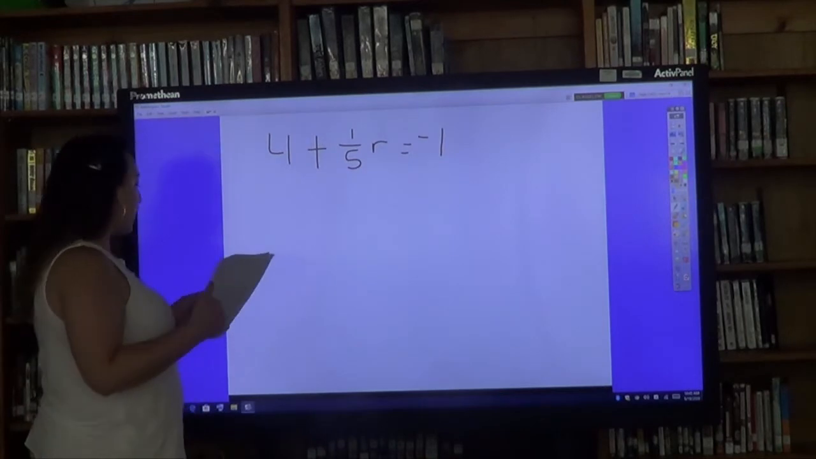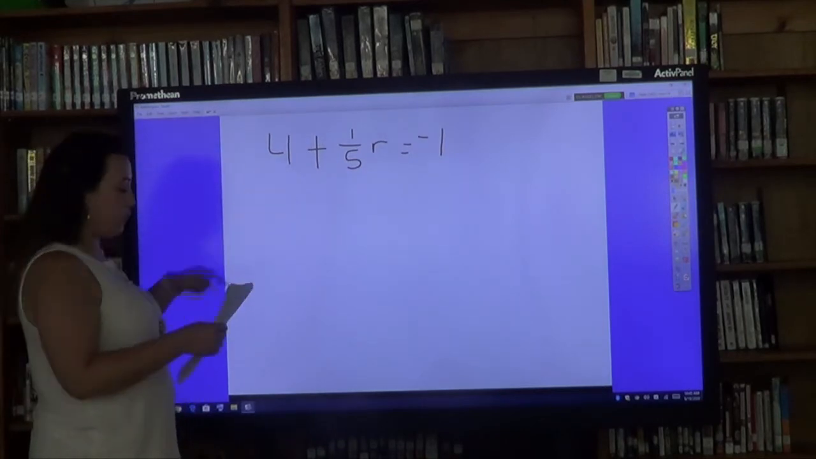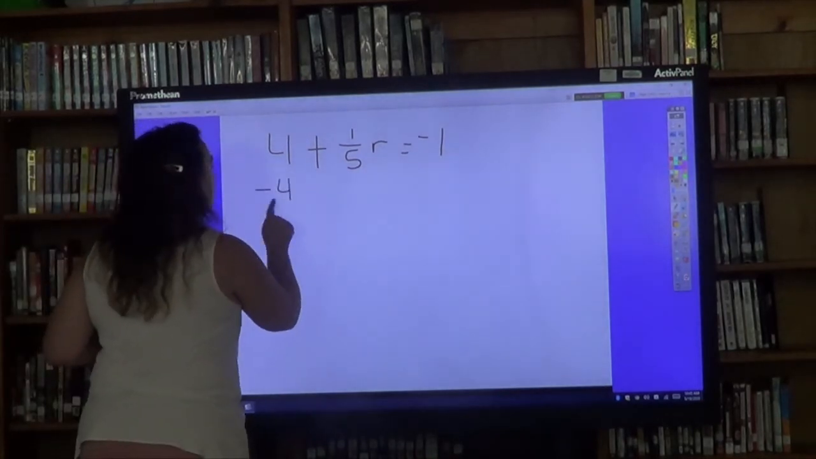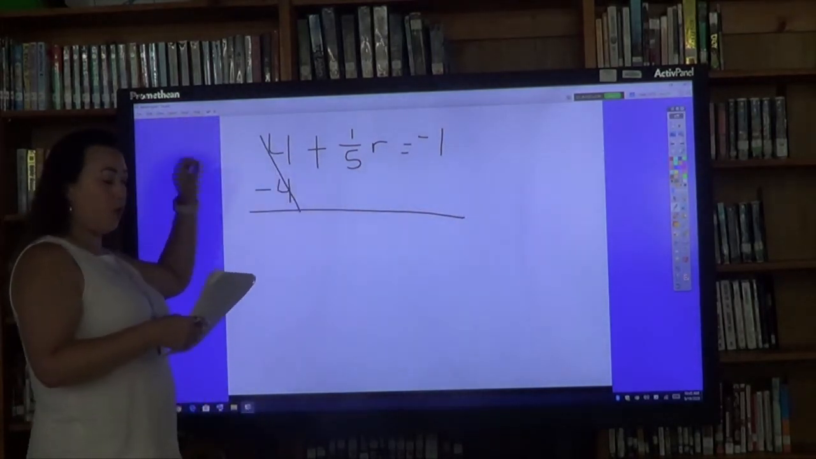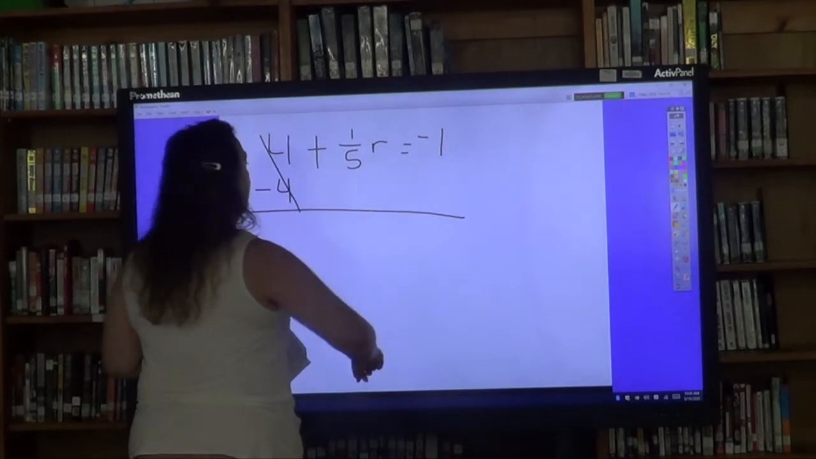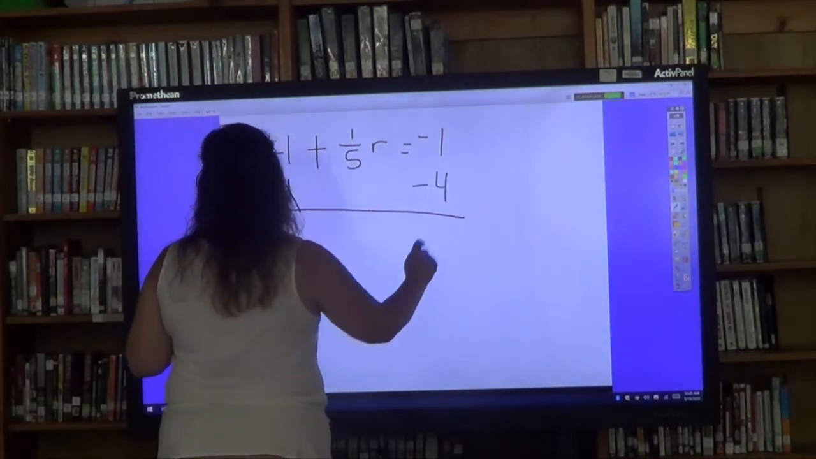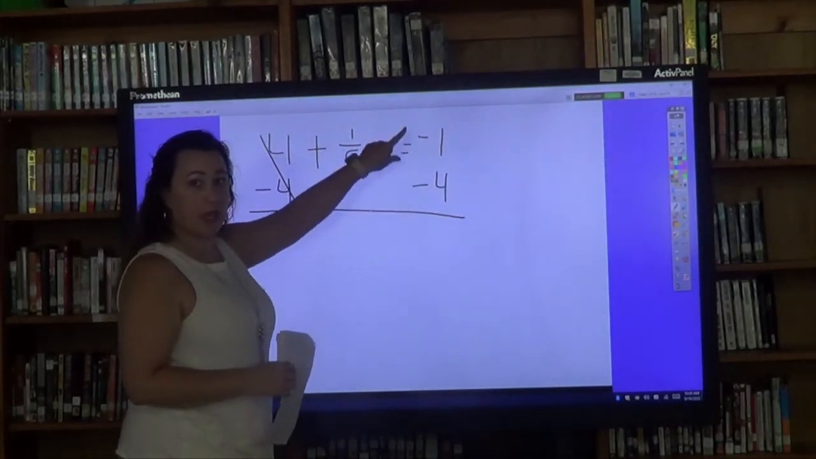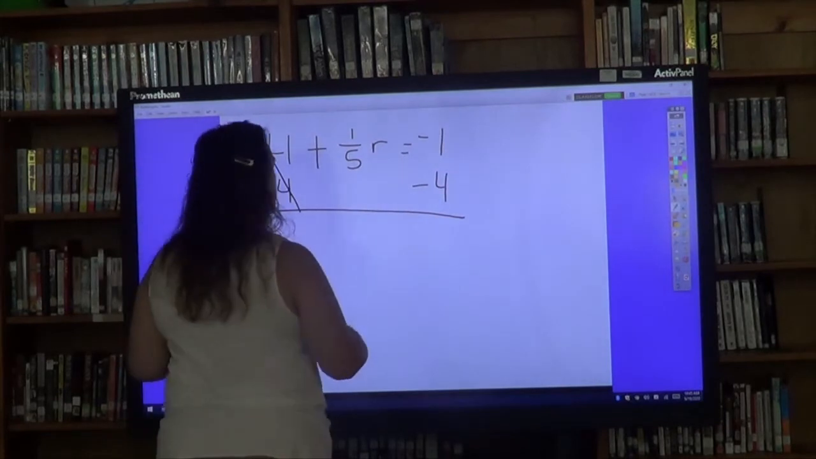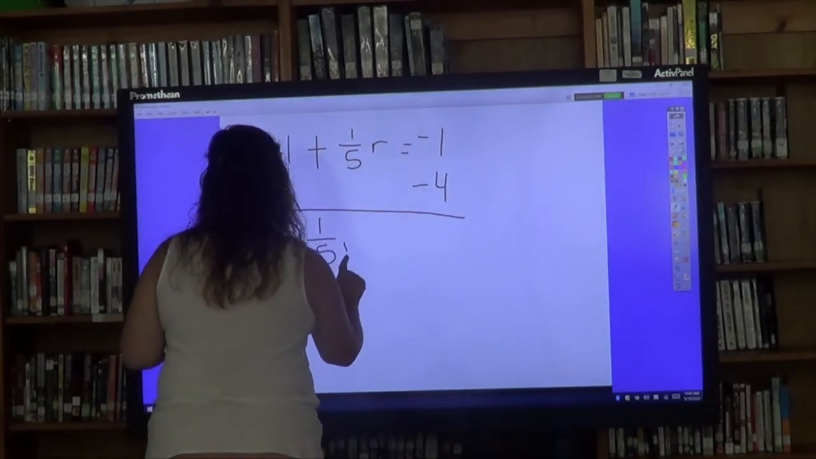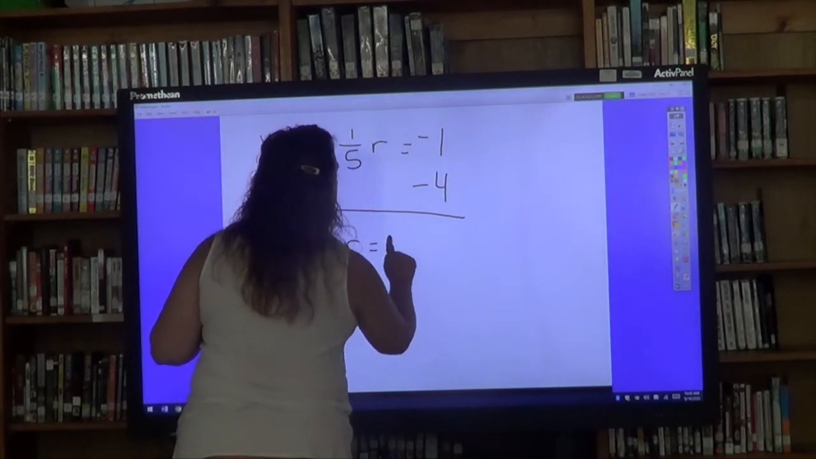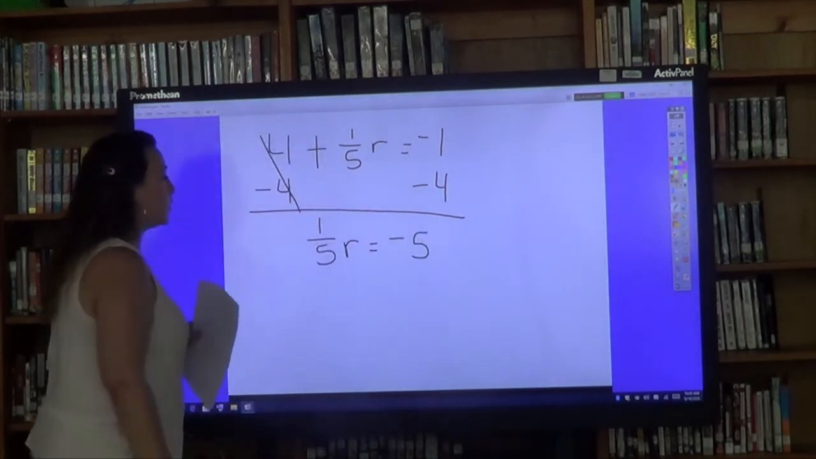Same thing here, we got to get rid of our constant, which is 4. So subtract 4. Okay. It goes away. Once you do it on this side, keep it balanced, do it on this side. Okay. What do you notice about my signs? Signs are the same, so I'm going to add. So now I have 1/5 r equals negative 5.